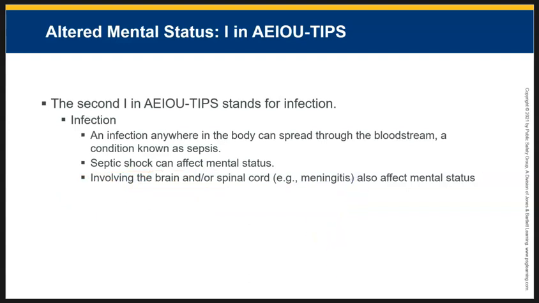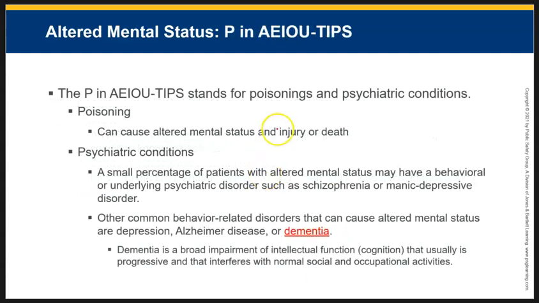P stands for poisonings or psychiatric conditions. There are a small percentage of patients that we could encounter with altered mental status because of a behavioral disorder or psychiatric disorder that they may have. We may encounter other issues for altered mental status, such as Alzheimer's or dementia, and this would be perhaps consistent with elderly patient populations.